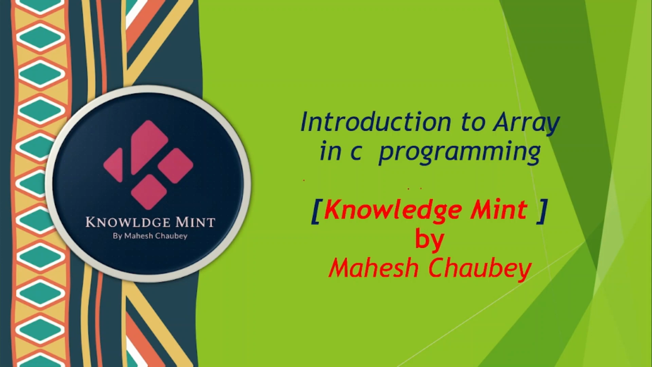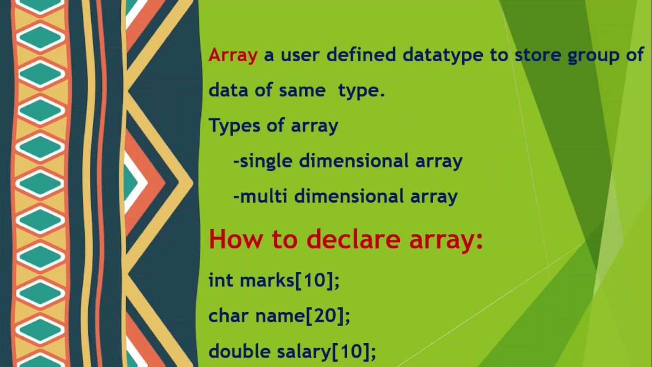Array is nothing but what is called a user defined data type. You must have seen lists in your day-to-day life, list of items, list of marks, list of medicines, list of roll numbers, like that. So what is an array? Let's see it with this. It says array is a user defined data type to store a group of data of the same type.